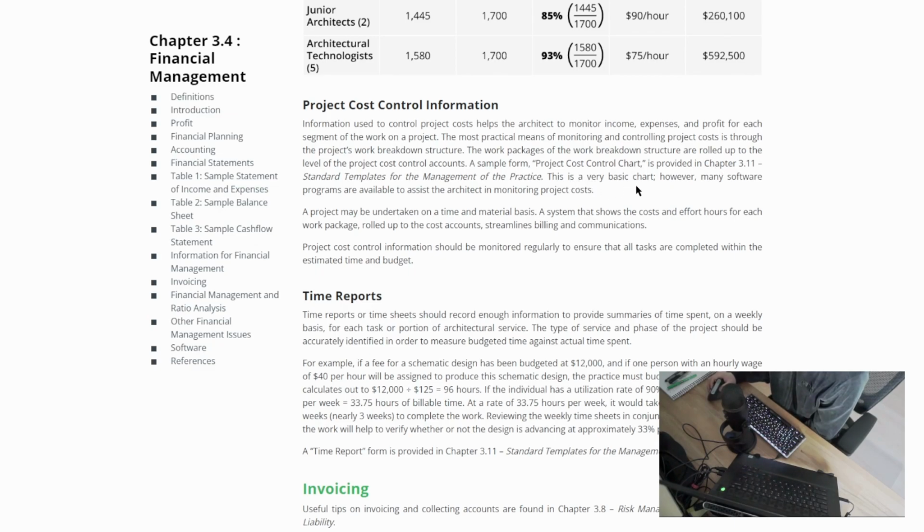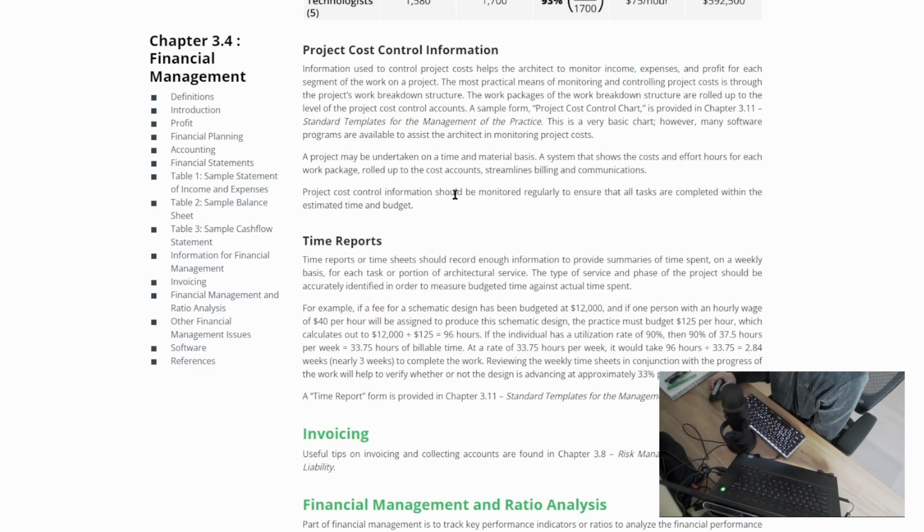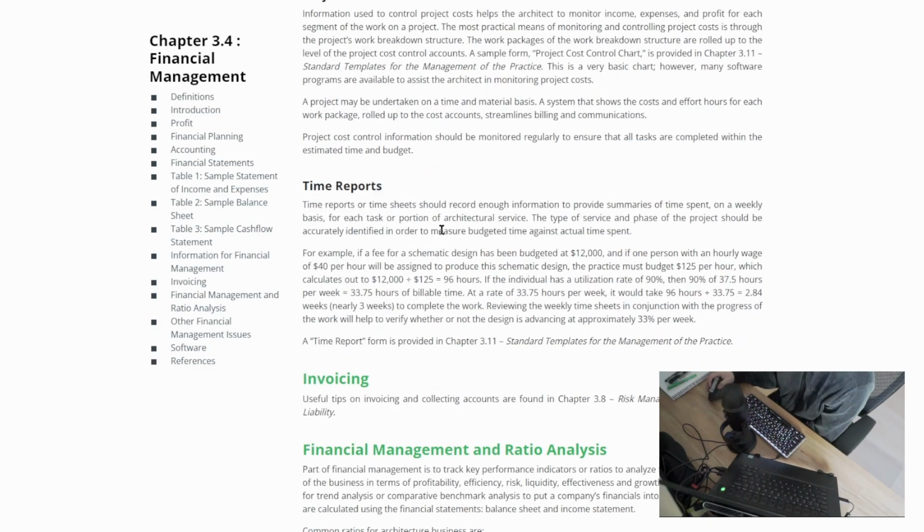This is a very basic chart. However, many software programs are available to assist the architect in monitoring project costs. A project may be undertaken on a time and material basis. A system that shows the costs and effort hours for each work package rolled up to the cost accounts streamlines billing and communications. Project cost control information should be monitored regularly to ensure that all tasks are completed within the estimated time and budget.